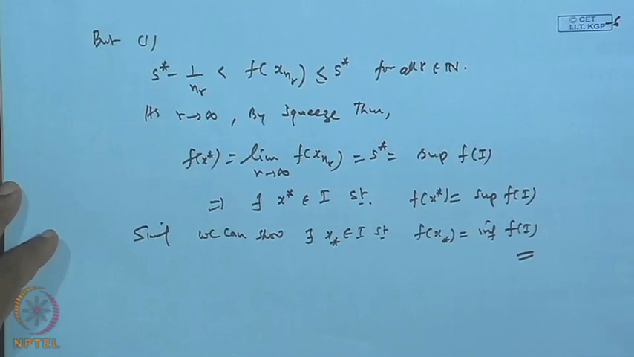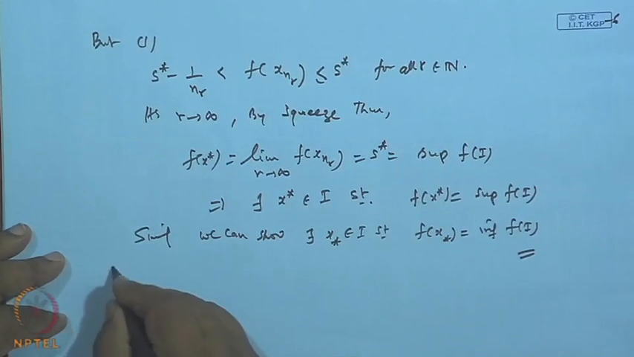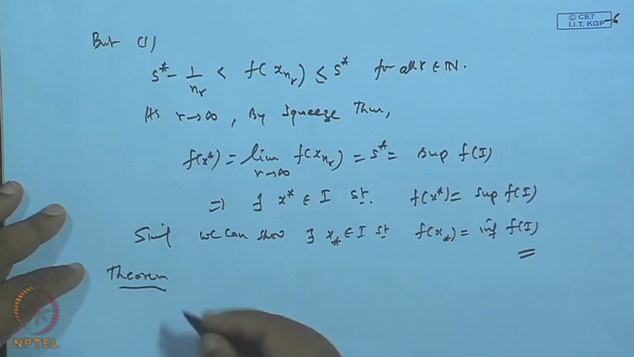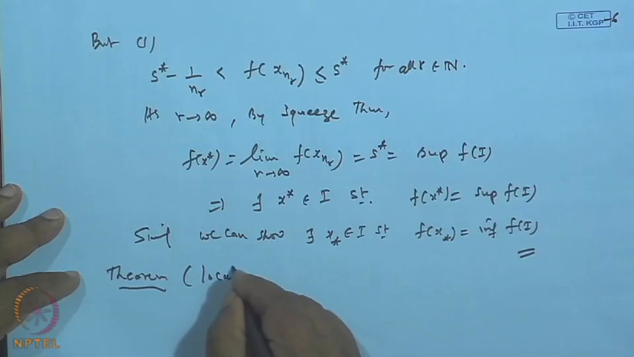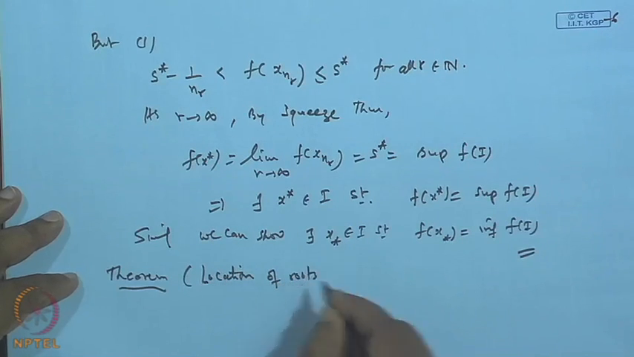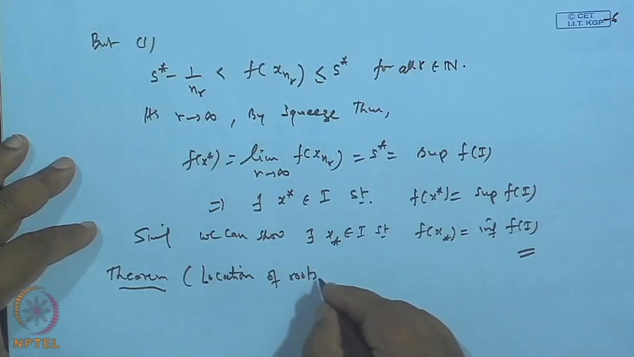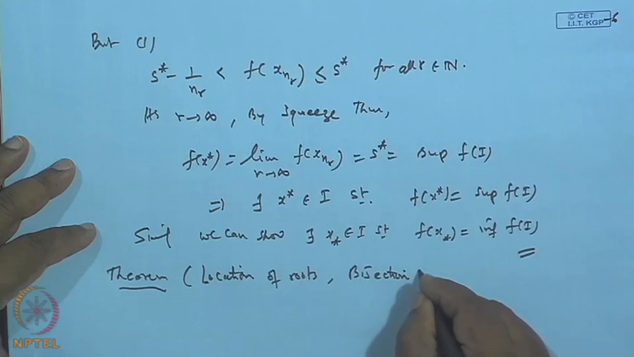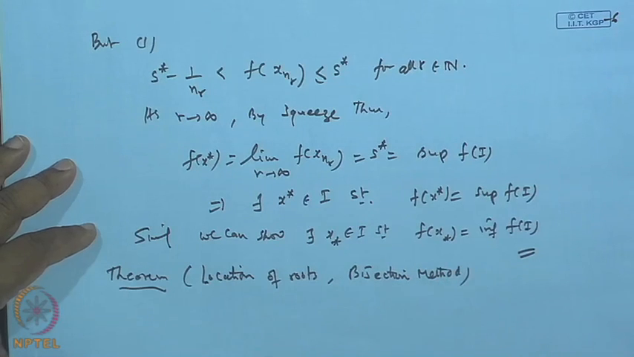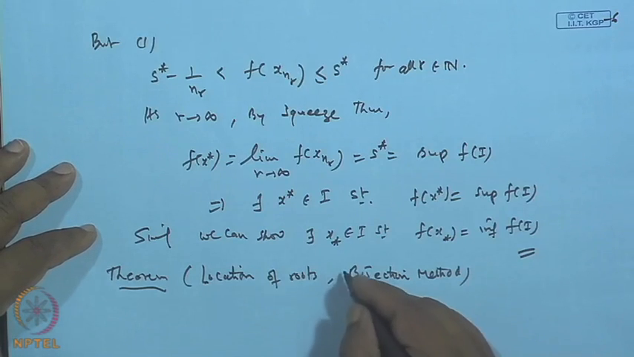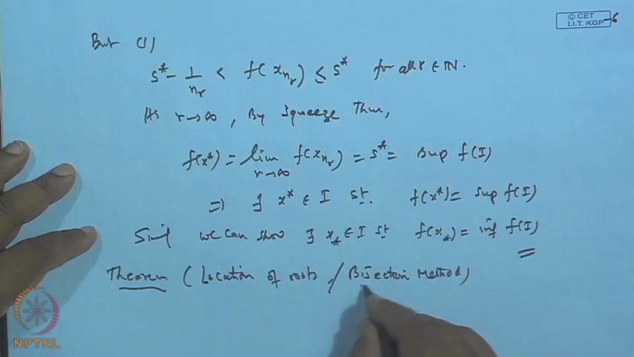Now the next result is also interesting, that shows the location of roots. In fact, this is also known as the bisection method. The algorithm is known as the bisection method. So, we are not touching it.